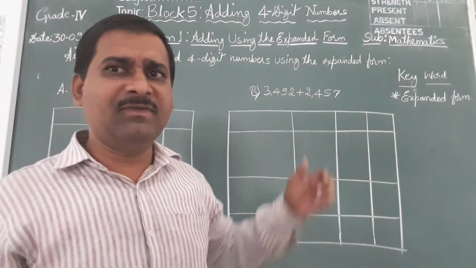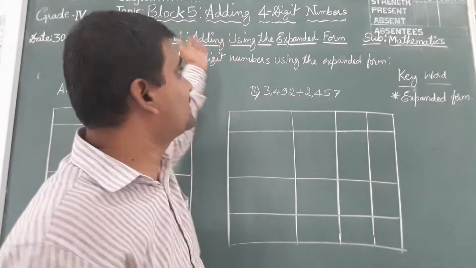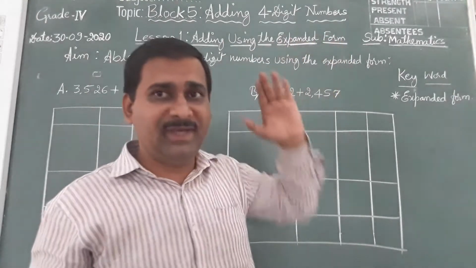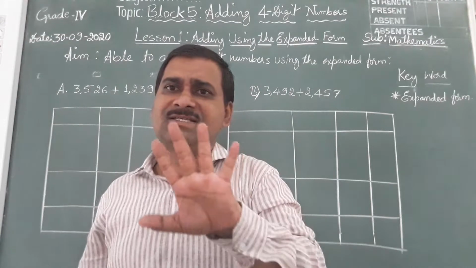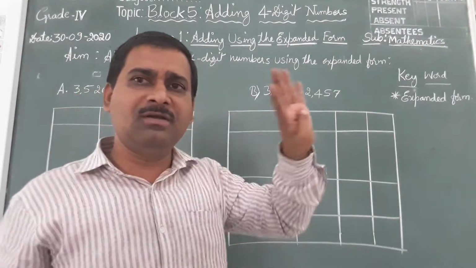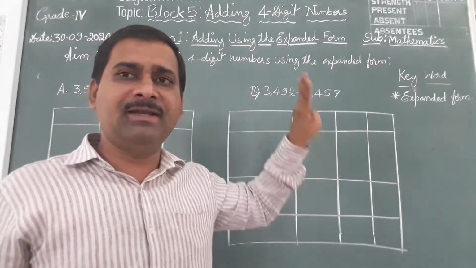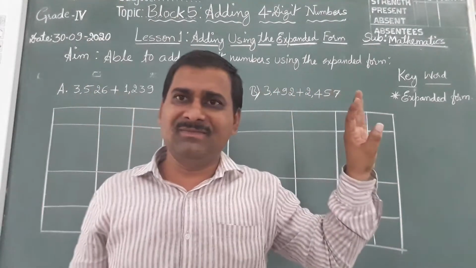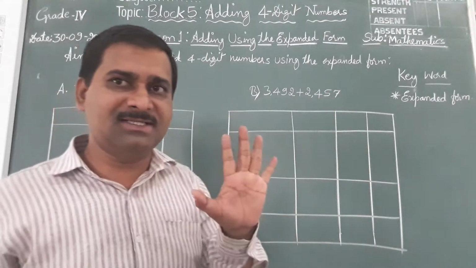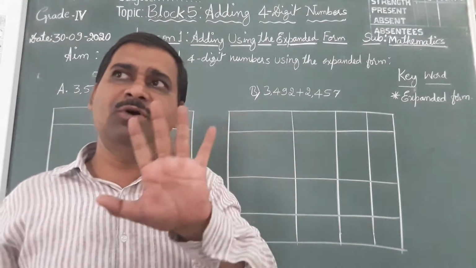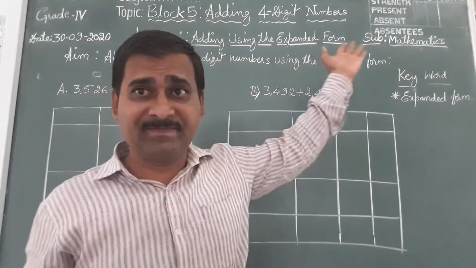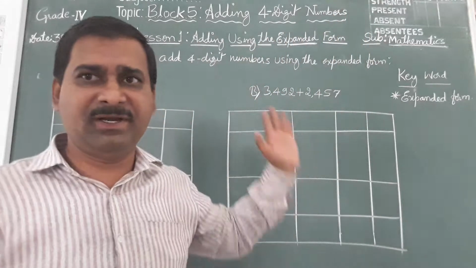Right, children? The name of block 5 is adding 4-digit numbers. It means we are adding just 4-digit numbers in the entire block 5. In lesson number 1, lesson number 2 and lesson number 3, under block 5, in all the lessons, you will find only 4-digit numbers, because the name of the block itself indicates 4 digits. And you will learn different types of additions.